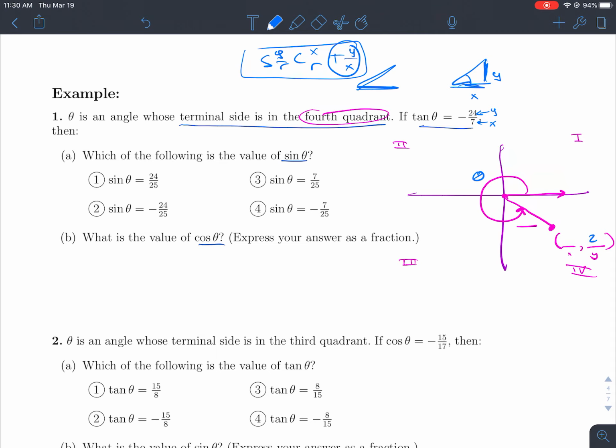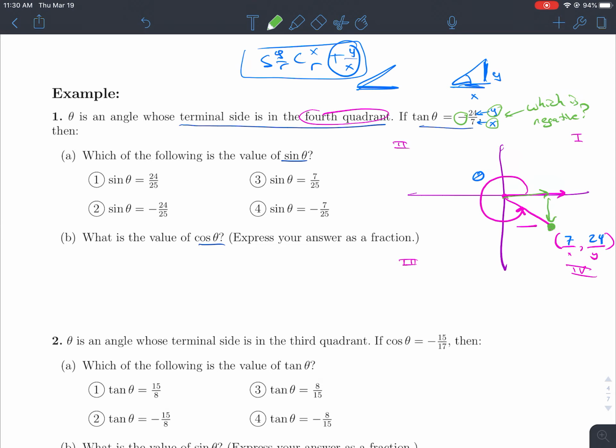Now the one challenge that we have here is, after putting 24 and 7, we know that because the whole fraction is negative, it means that one of our values, either y or x, is negative. And the only way you can tell which is negative is to use the graph that you drew. So if you think about graphing a point here, this point right there, you're going over and then down.